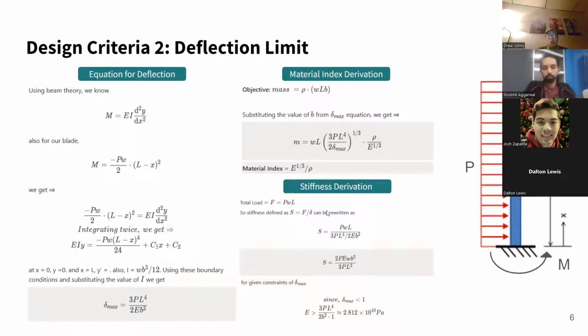Finally, we can also derive a stiffness expression in terms of the force divided by the deflection. And finally, from our deflection expression, we can determine a minimum Young's modulus based on the maximum thickness B being 0.5 meters, of approximately 2.8 times 10^8 pascals.